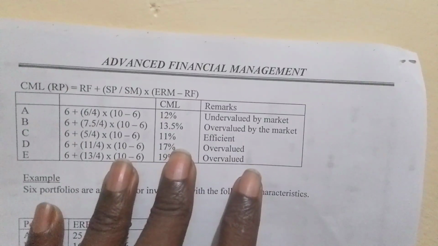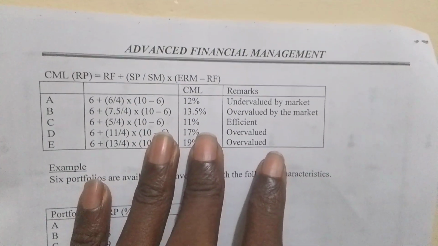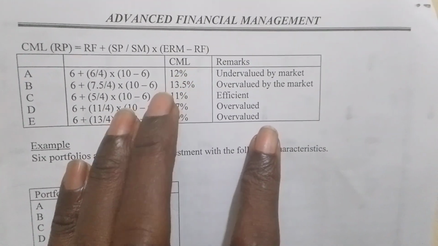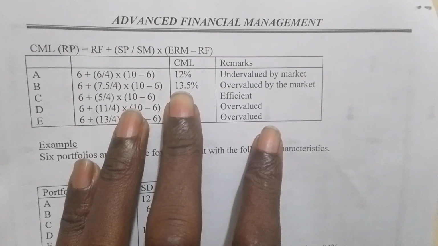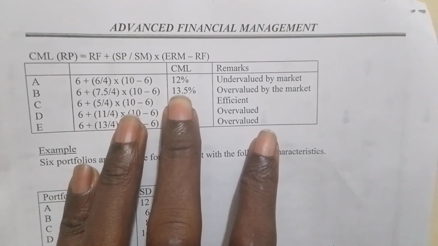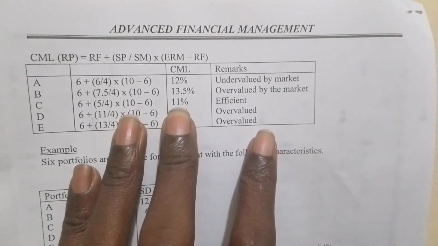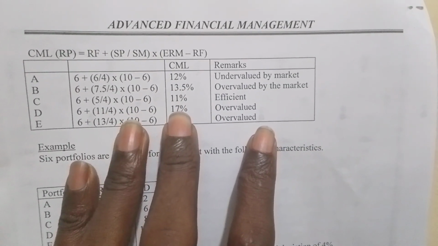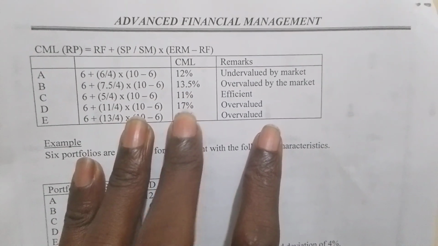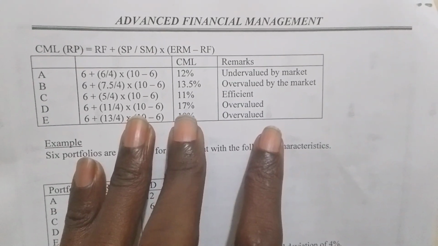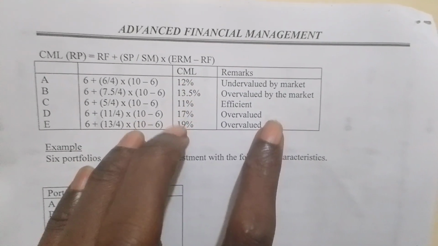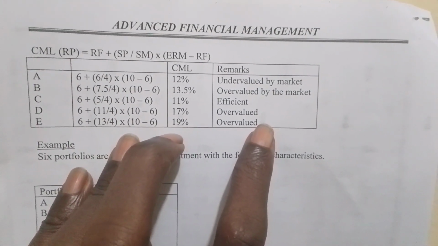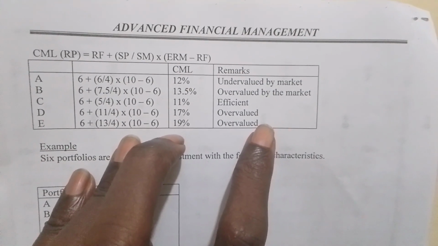Now, once you work that out, your capital market line will give these numbers. For A, 12%. For B, 13.5%. For C, 11%. For D, 17%. And for E, 19%. So the remark is, we want to see whether these portfolios are overvalued, undervalued, or correctly valued.